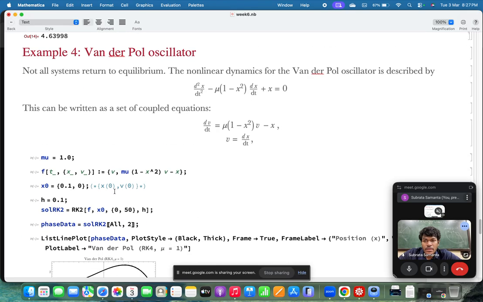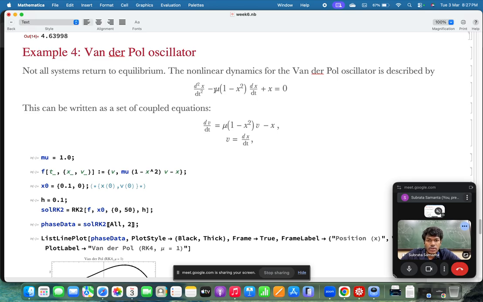So for the van der Pol oscillator, the physics basically behind this is that not all systems return to equilibrium, right? One example is the van der Pol oscillator. So this is nonlinear dynamics, and the equation becomes this.